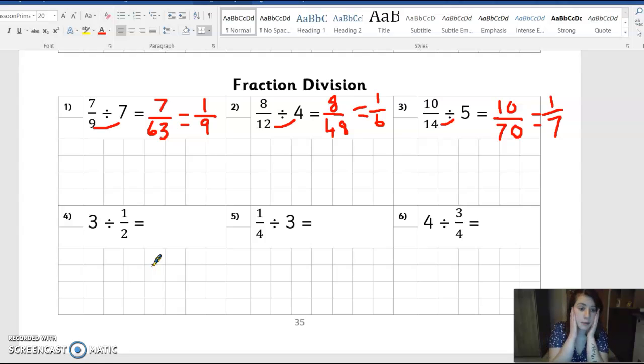Now, the next question is a little bit different and it might look the same. It looked the same to me and my tired brain when I was looking at these already. But we've got 3 divided by a half instead of 1/2 divided by 3. Okay, so they're not exactly the same.